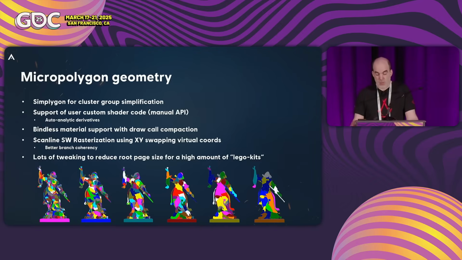So some differences though. In our case, for mesh simplification, we still rely on Simplygon to generate the cluster group simplification. It does a good job at that. We support user custom code shader with a manual API to allow for custom shader code in the shader graph. Our pipeline is also fully bindless, as it is with the GPU instance renderer. And during software rasterization, one thing we did as well is to swap X and Y coordinates depending on the triangle configuration, so basically if it's horizontal or vertical, to improve branch coherency, because this algorithm performs a scanline algorithm to rasterize the triangle in software, and usually it's performed horizontally. But if you end up with a vertical triangle, flipping it will improve branch coherency and workload balancing.